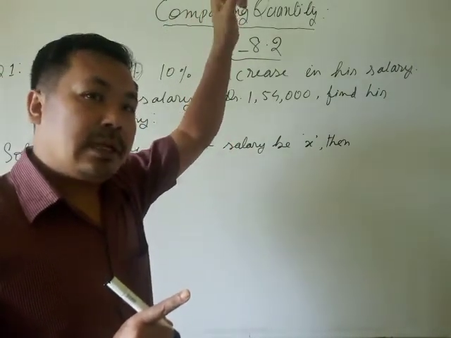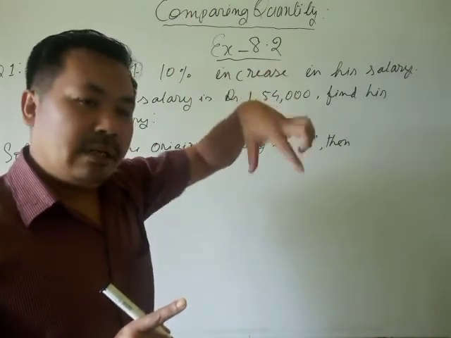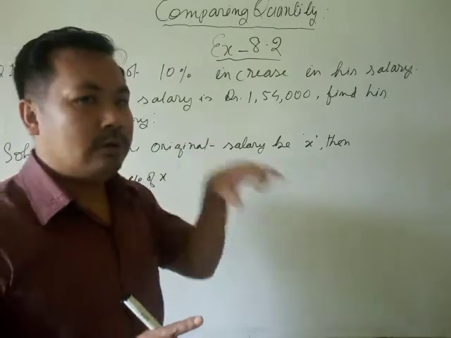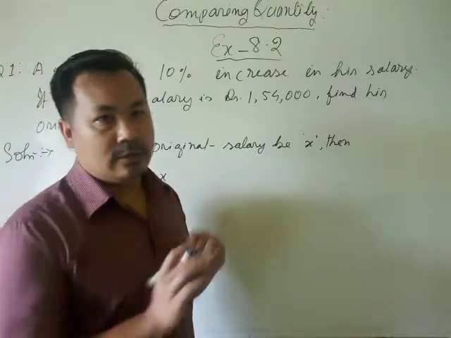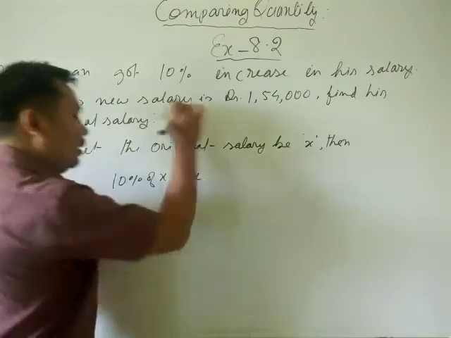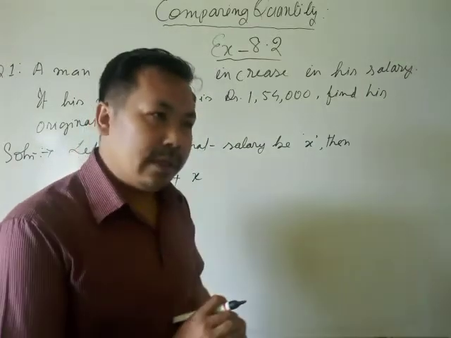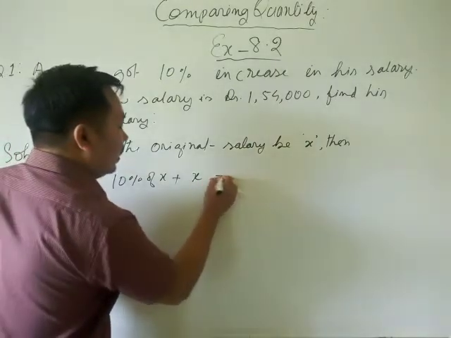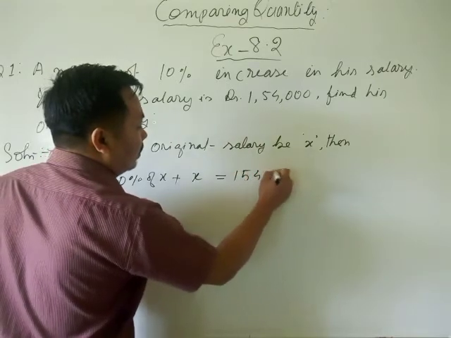Original salary का 10% लेके new salary बनाई. Means we are not going to take 10% on the new salary. We are going to take the 10% on the original salary. The original salary we don't know, X. 10% of X plus again the original salary. The 10% of X and the salary together will be equal to the new salary, 1,54,000.